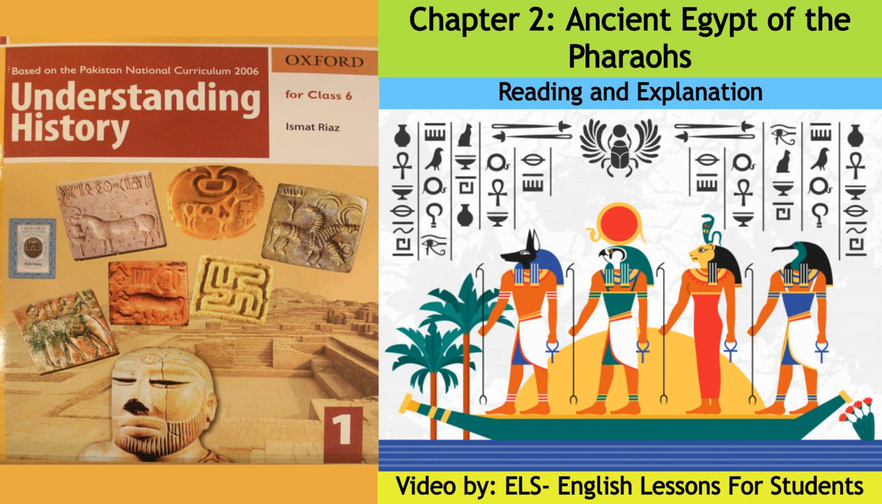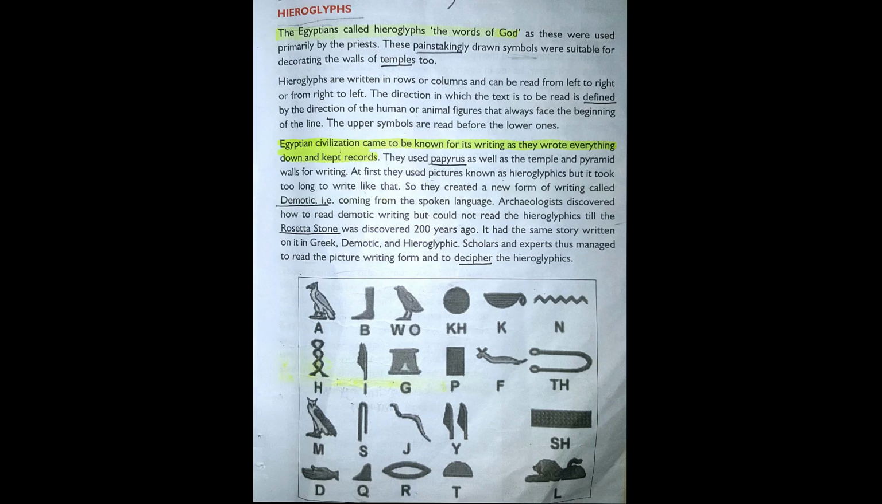This is your history lesson, and in this lesson we are reading chapter 2, Ancient Egypt of the Pharaohs. So we start our lesson. Students, in the previous lesson I told you about the short history of the Pharaohs and the importance of the river Nile. Today we will read about hieroglyph. So we start studying about hieroglyph.